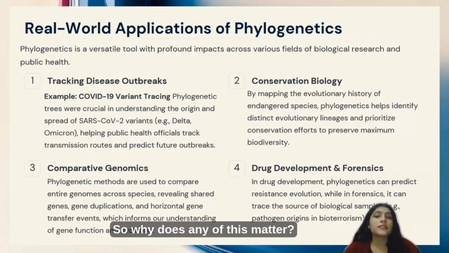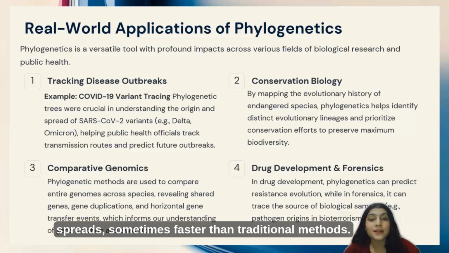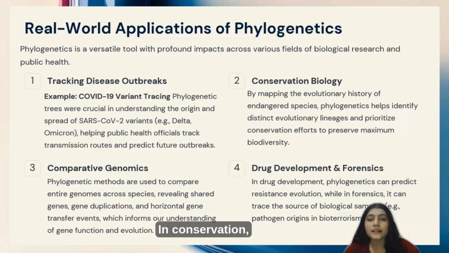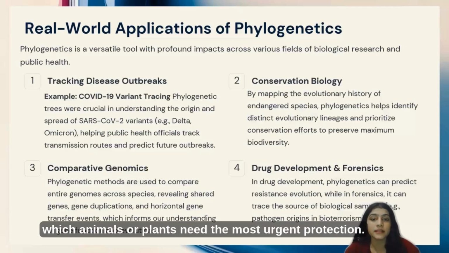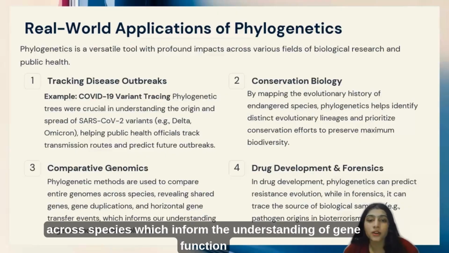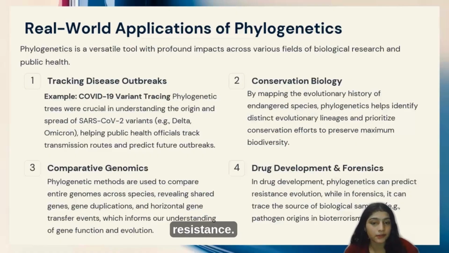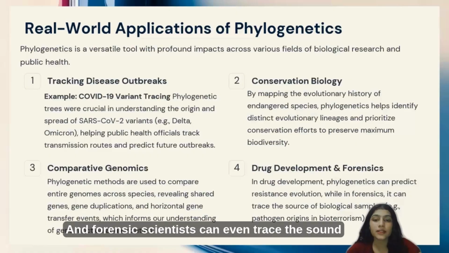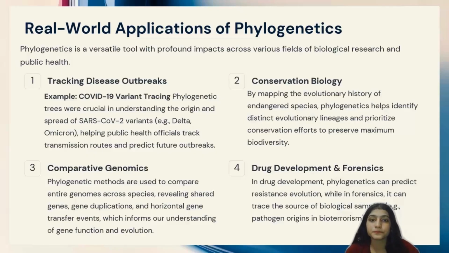So why does any of this matter? During disease outbreaks like COVID-19, phylogenetic trees help track how the virus changed and spread, sometimes faster than traditional methods. In conservation, mapping evolutionary histories helps us decide which animals or plants need the most urgent protection. Phylogenetic methods are used to compare entire genomes across species, which informs the understanding of gene function and evolution. And last, drug developers use this info to predict antibiotic resistance, and forensic scientists can even trace the source of mysterious pathogens using these approaches.